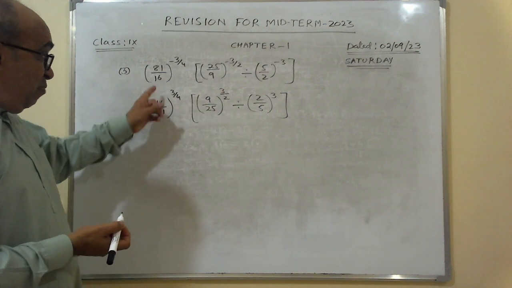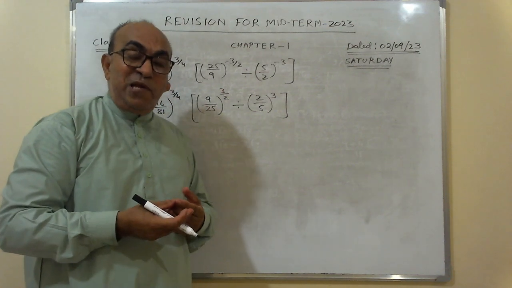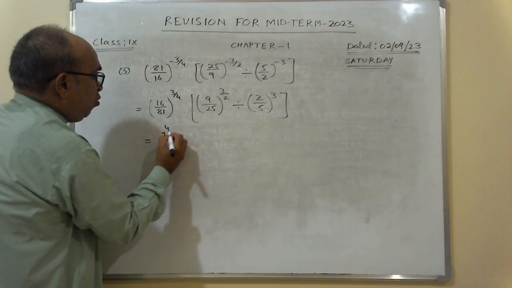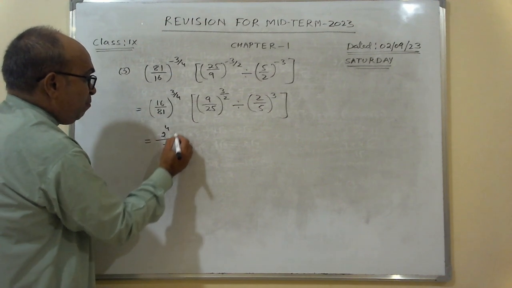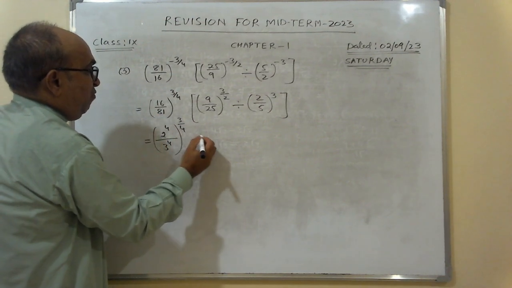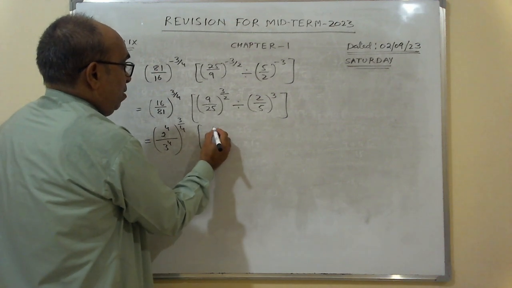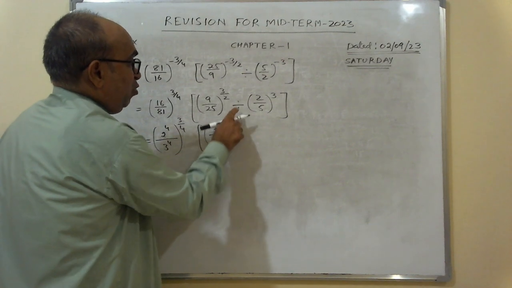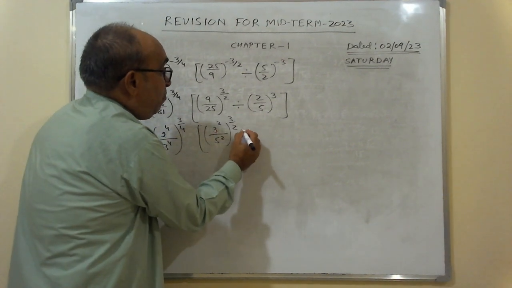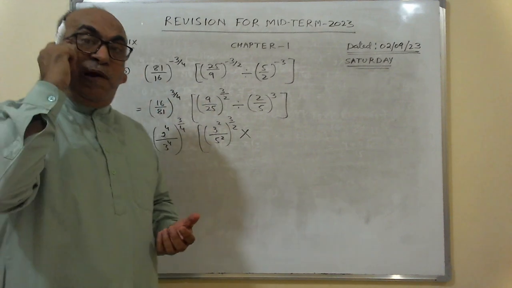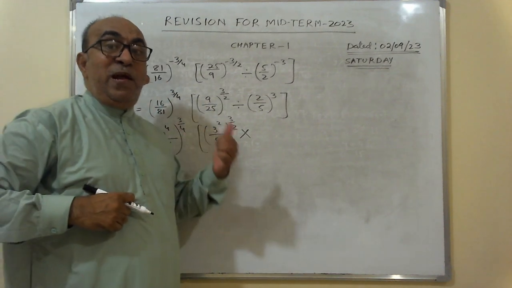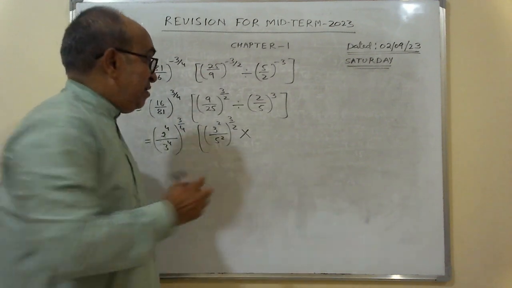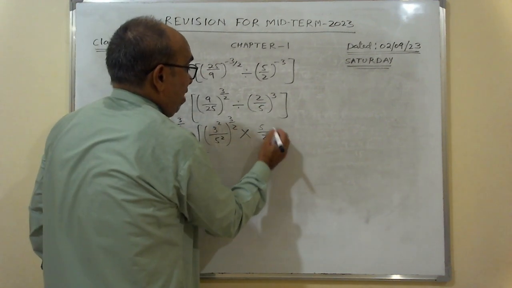Now see, we have to simplify by using factorization. So 16, if you factorize, you will get 2 power 4. This also 3 power 4, whole power 3 by 4, and here 3 square by 5 square whole to the power 3 by 2. Here is division. We can convert division into multiplication by writing the reciprocal of the number just after the division sign. So it will be 5 by 2 whole cube.